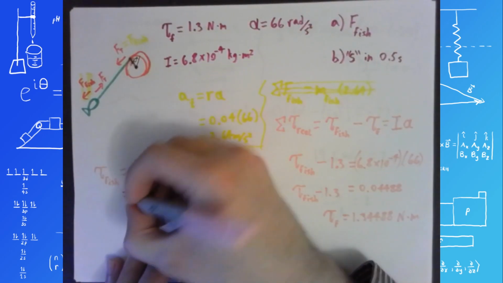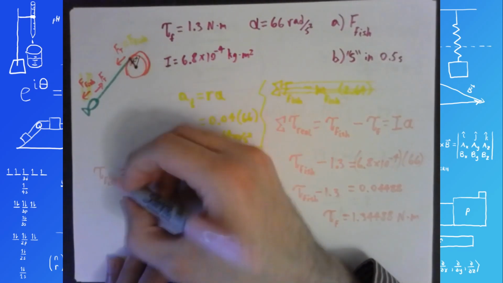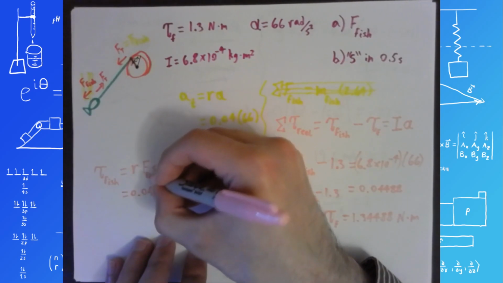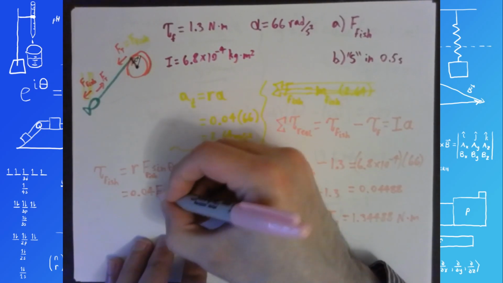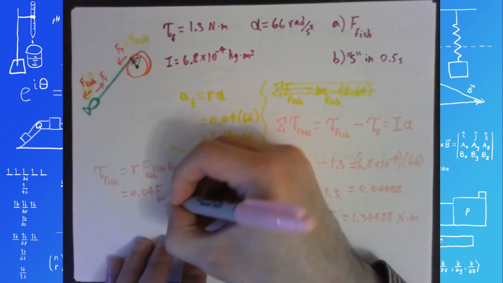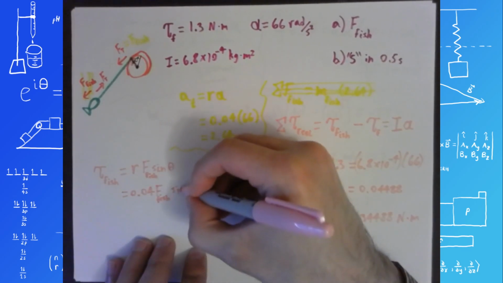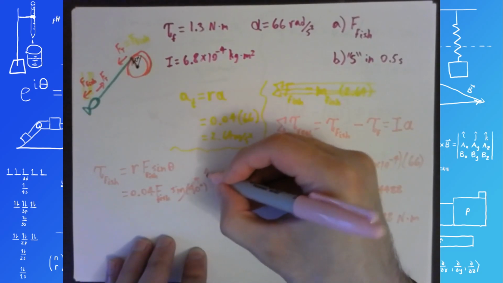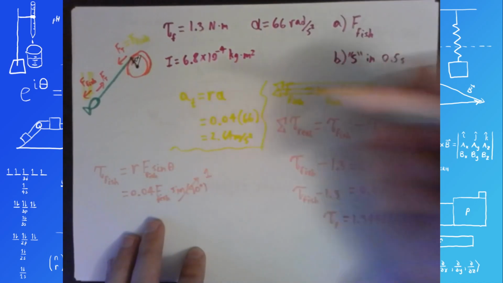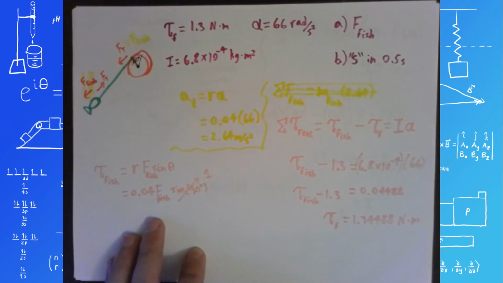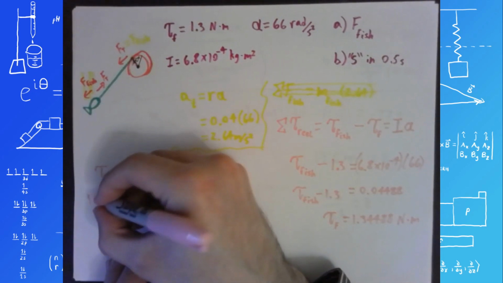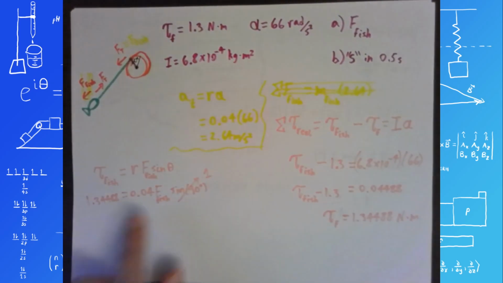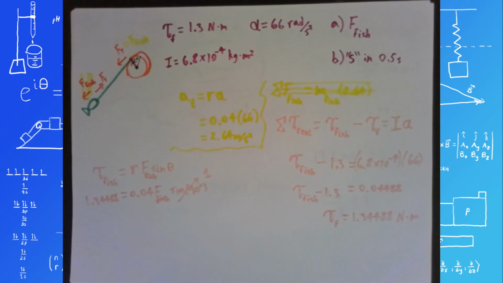So we've got R, which is going to be 4 centimeters, 0.04 when converted to meters, times the force of the fish, or the tension force in the reel, in other words, times the sine of 90 degrees. And of course, if you've done this enough times by now, you already know sine of 90 degrees is 1. So substitute in 1.34488, divide by the 0.04, and let's see what we get.